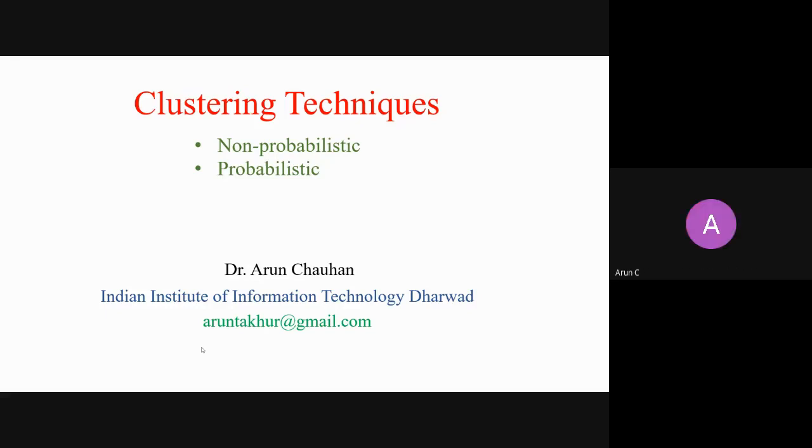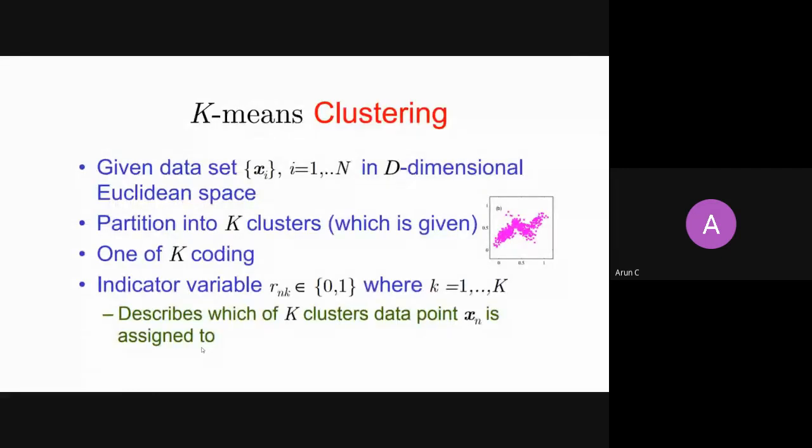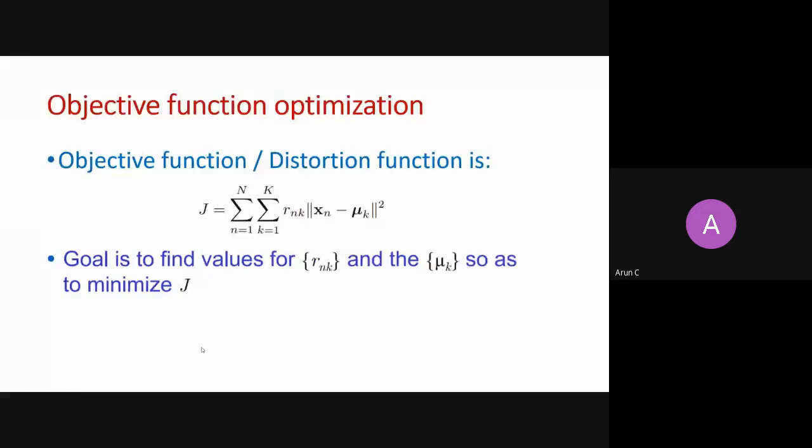We were discussing clustering techniques, and in the last class we discussed what k-means clustering is. So just a quick recap. There are some endpoints, and we have taken an indicator variable r_nk, which, just to visualize, can take the value 0 or 1 for every x point. Then we said that there is a distortion function which we can compose that way.